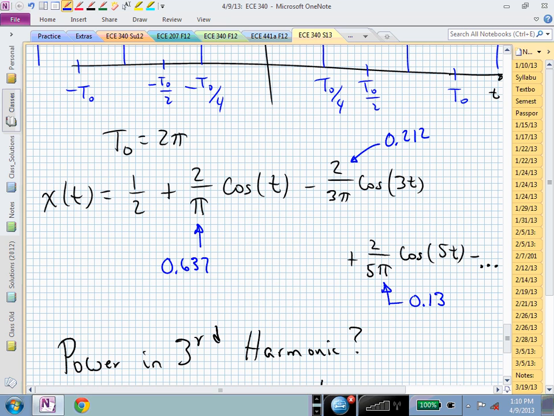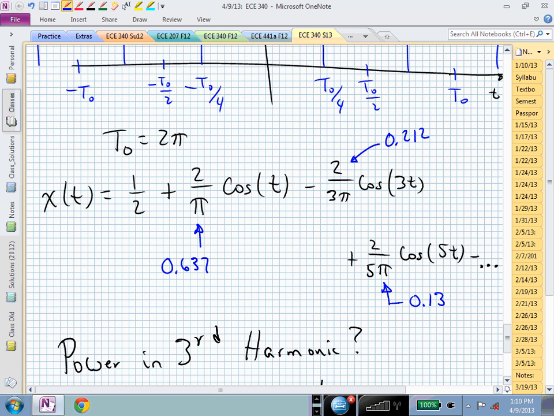Now we have actual numerical values for the amplitudes of each of these harmonics. And notice what's happening. We are basically changing the sign at these alternating harmonics, and we're only keeping odd harmonics in this x of t. So there's quite a bit of structure in this x of t Fourier series representation.